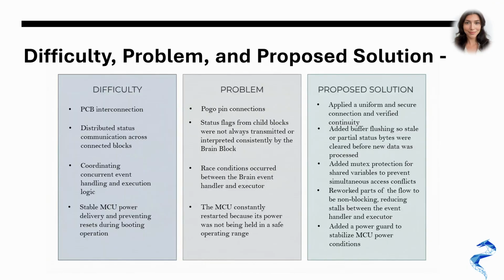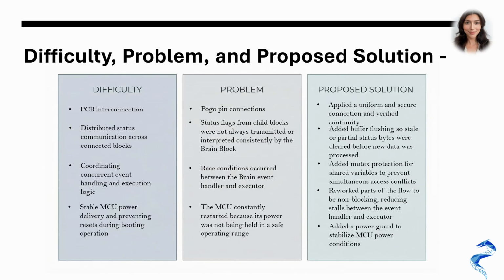These were some of the main difficulties, problems, and solutions we encountered during development. First, with PCB interconnection, we had issues with pogo pin connections, so our solution was to apply a more uniform and secure connection and verify continuity. Second, for distributed status communication across connected blocks, the problem was that status flags from child blocks were not always transmitted or interpreted consistently by the brain. To address that, we added buffer flushing so stale or partial status bytes were cleared before any new data was processed.